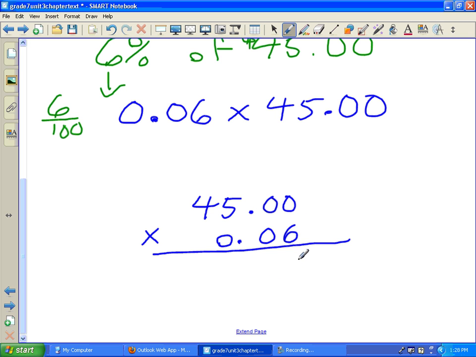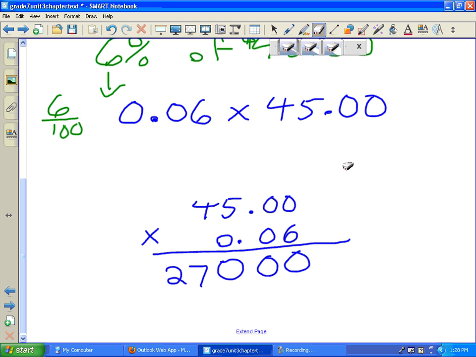6 times nothing is nothing. 6 times nothing is nothing. 6 times 5, you notice I'm ignoring the decimals, so 6 times 5 is 30. I put the 0 there and carry my 3. 6 times 4 is 24, 25, 26, 27 goes there. Now the only thing I have left to do is multiply the 0. Of course, it doesn't make sense to go 0 times 0, and then 0 times 0, because it's all going to be zeros. So we are done. We don't have to multiply these zeros.